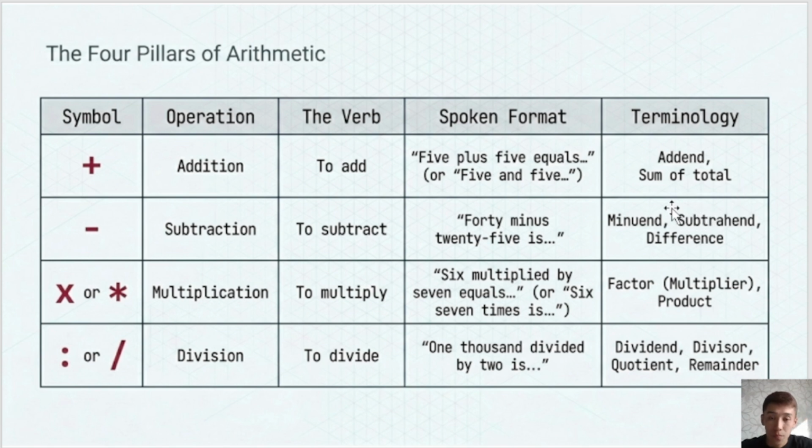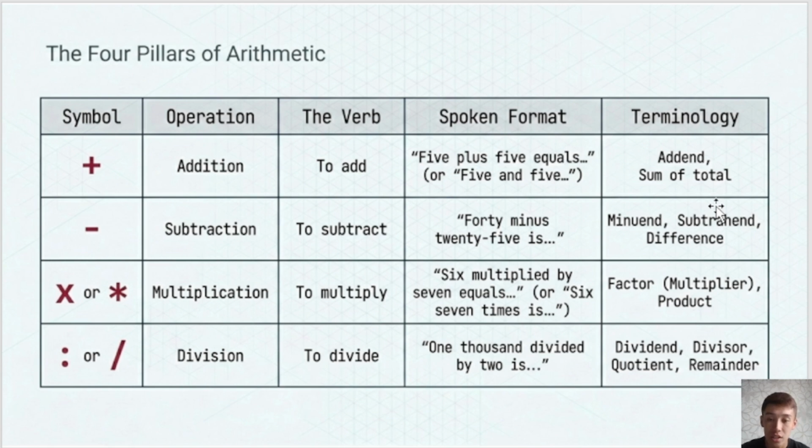What about subtraction? The verb is to subtract. 40 minus 25 is the spoken format, and the terminology is minuend, subtrahend, and difference. Multiplication: the verb is to multiply. The spoken format is 6 multiplied by 7 equals, or 6 times 7 is, and so on. And the terminology is factor, multiplier, or product.